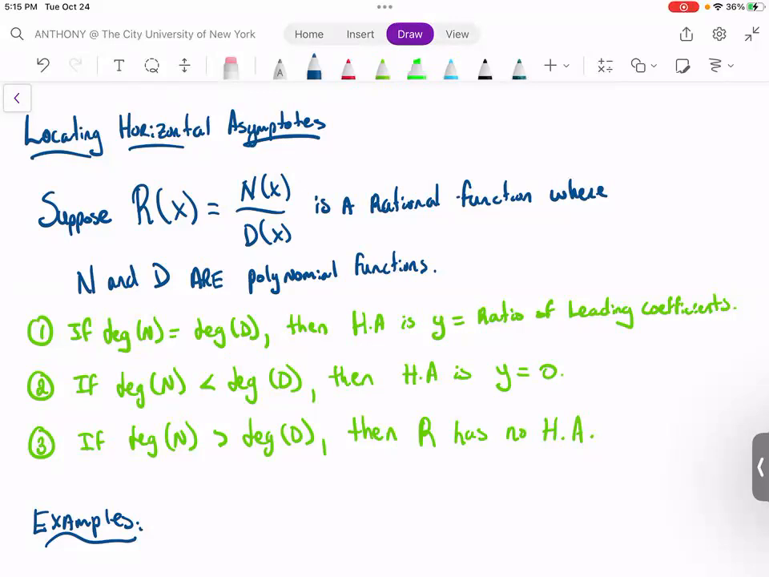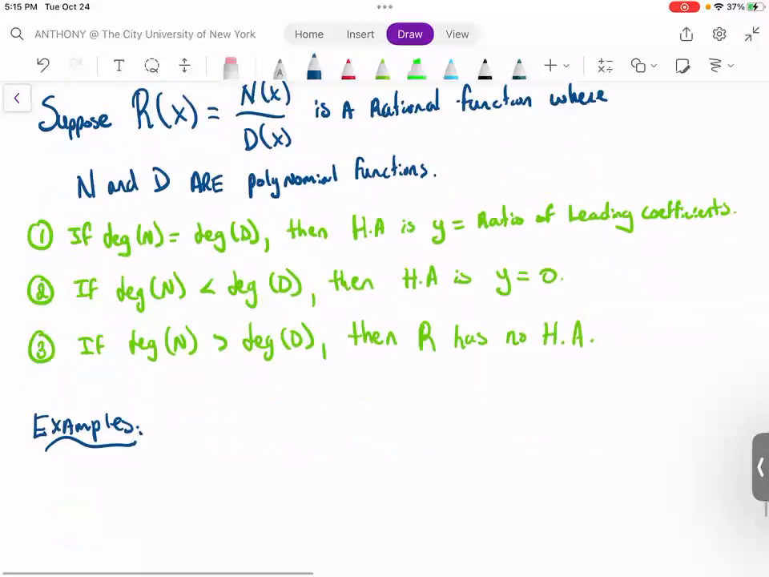So if the degree of n is equal to the degree of d, then your horizontal asymptote is simply going to be the horizontal line y equals the ratio of leading coefficients. If the degree of n is less than the degree of d, then the horizontal asymptote is y equals 0. And if the degree of n is greater than the degree of the denominator, then r has no horizontal asymptote. So let's just look at some quick examples here.